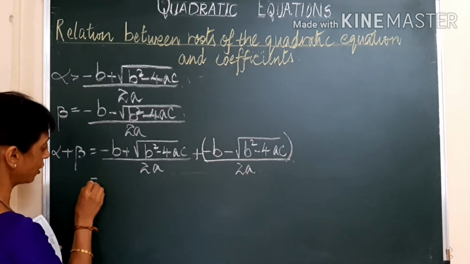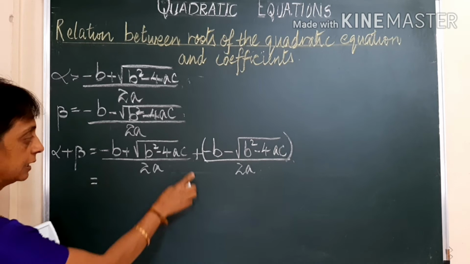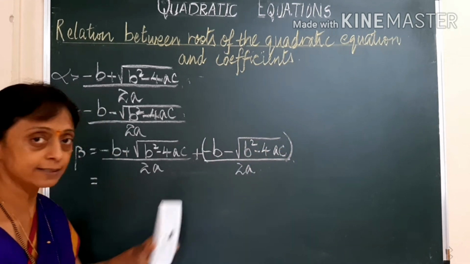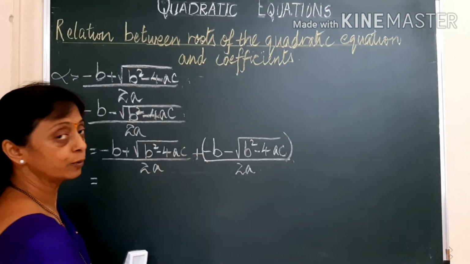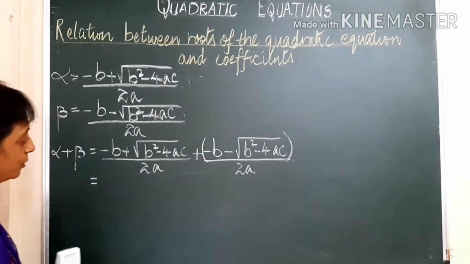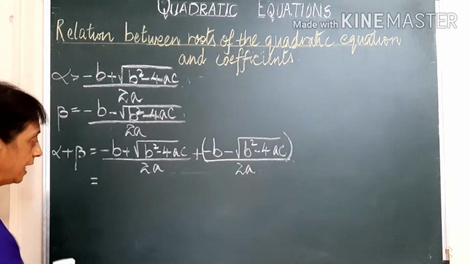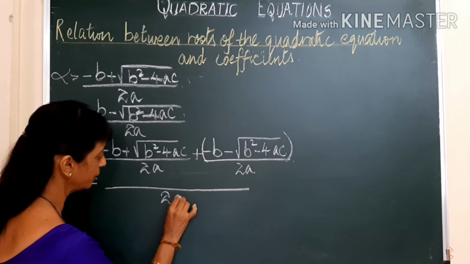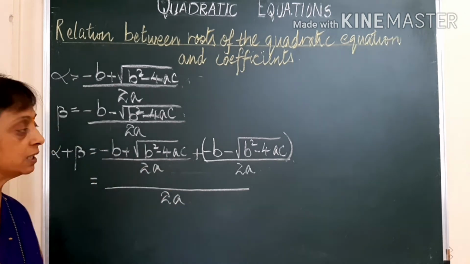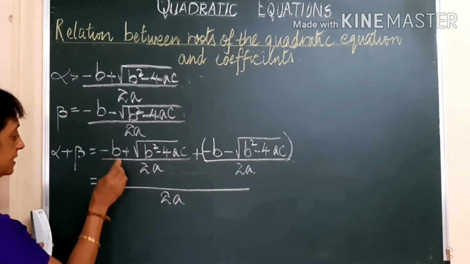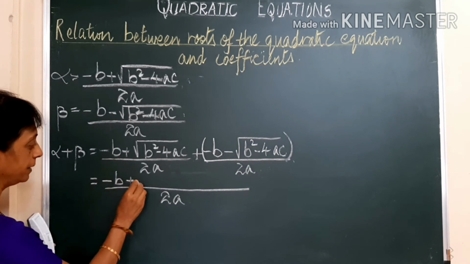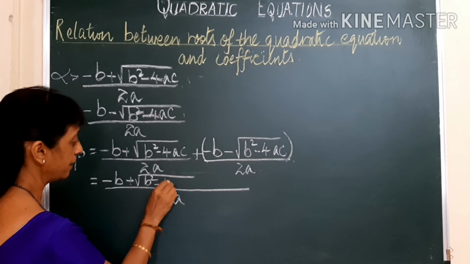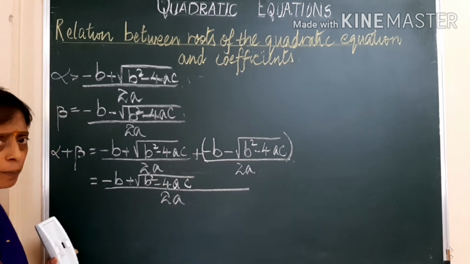Now, let's solve it further. Right children? Here, you'll have to open the bracket. And can you see something else more children? The denominator for both the terms is the same. So, they can be put under the same denominator, common denominator, that is 2a. Let's write the first term's numerator as it is, minus b plus root of b square minus 4ac. Let's open the bracket children.